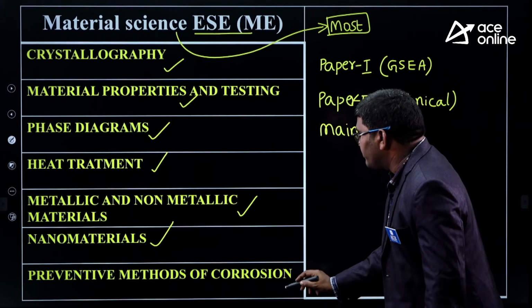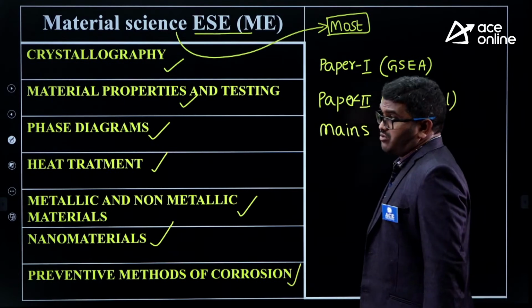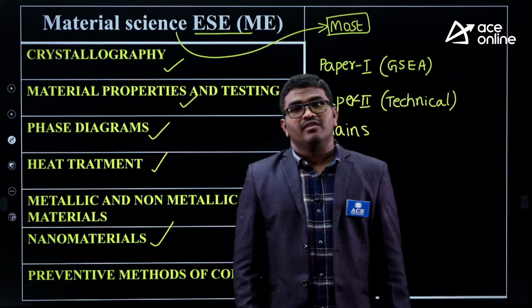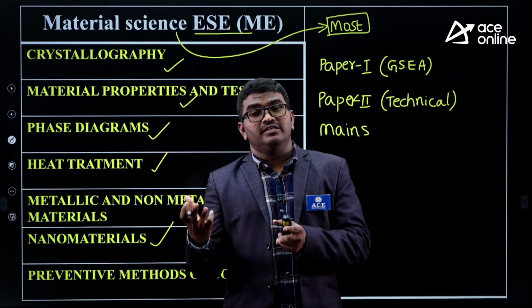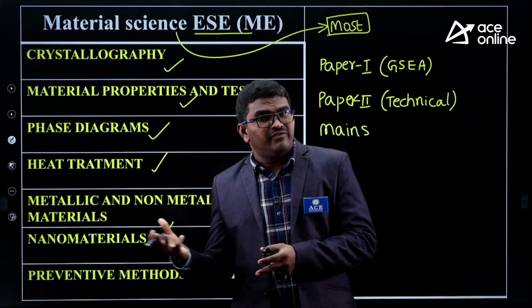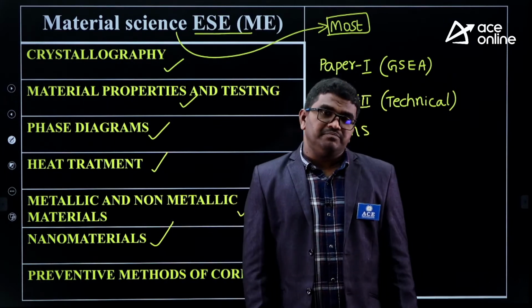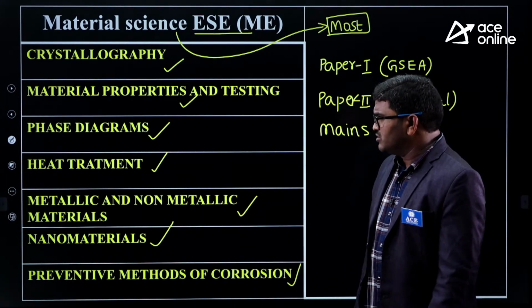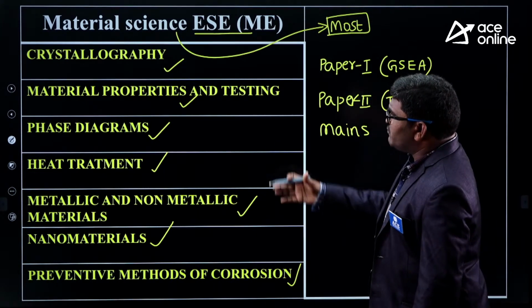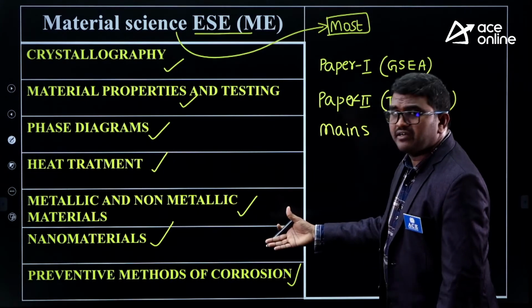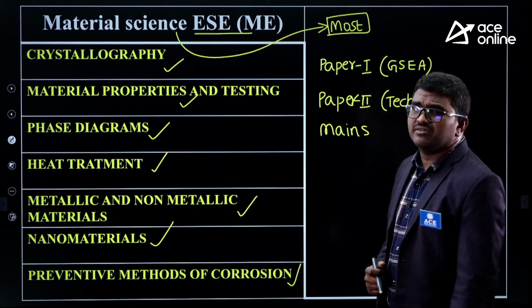Nanomaterials and preventive methods of corrosion. Corrosion is also a very important topic. In India, at least 2% of GDP is lost because of the corrosion of materials, steel material, right? So that's why it's a very important topic, right? So these are the four different topics, different units for the ESC syllabus, okay?